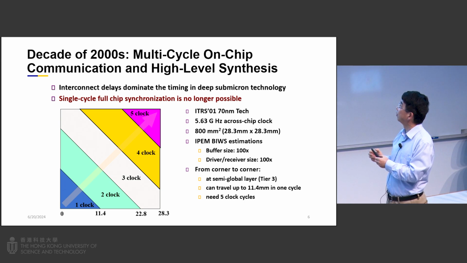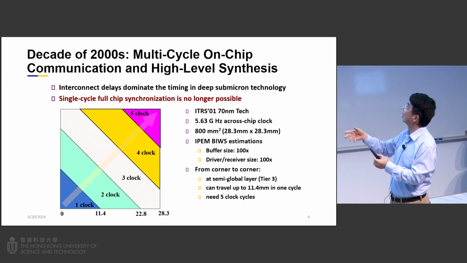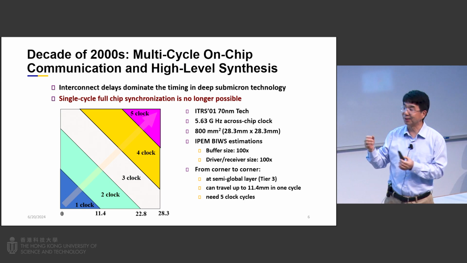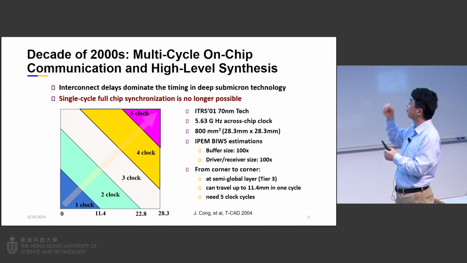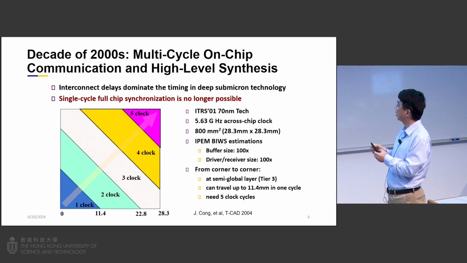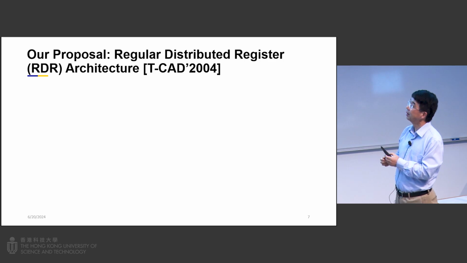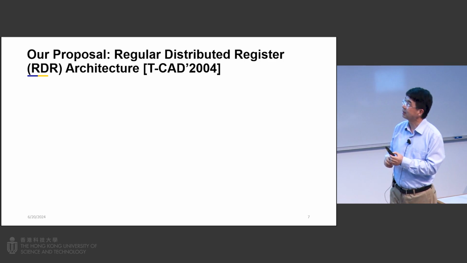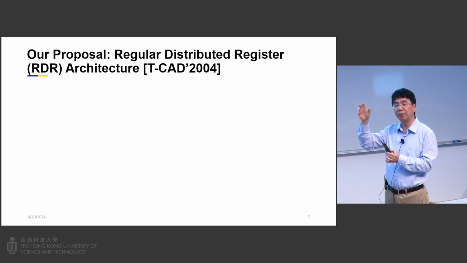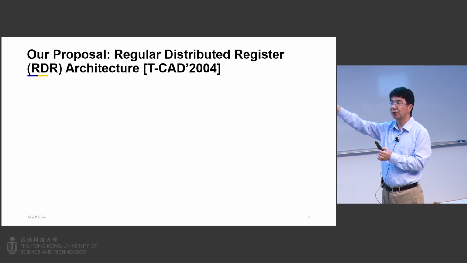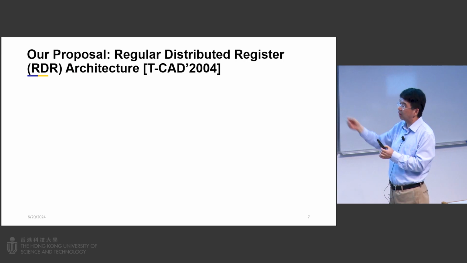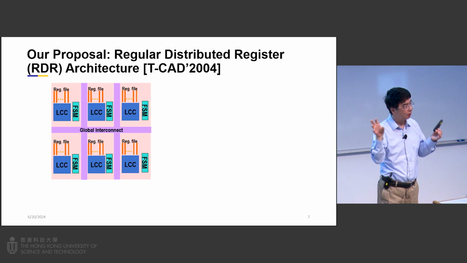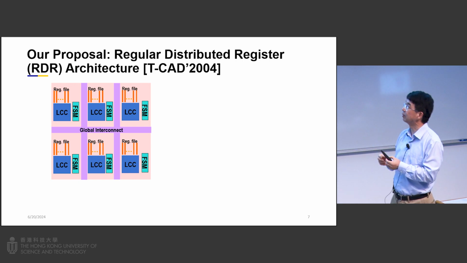And of course, we are now at 2 or 3 nanometer technology, so things are a lot worse. This is a TCAD paper we had in 2004. So what should we do? Then we decided, if that's the case, we have to think about how to manage when you cross the chip and in what clock cycles. Because the timing is decided in high-level synthesis, we have to combine physical design with high-level synthesis.